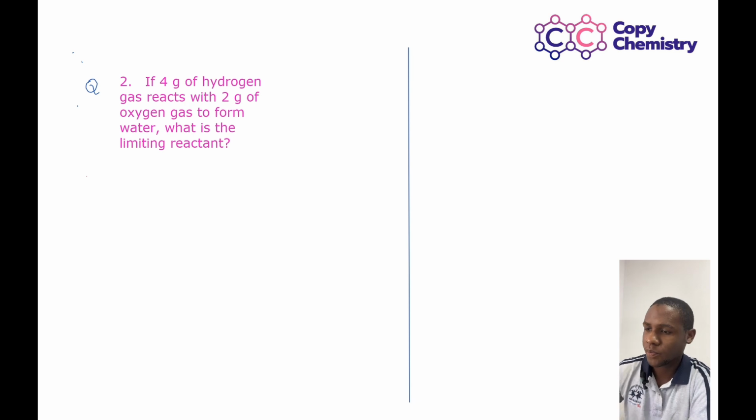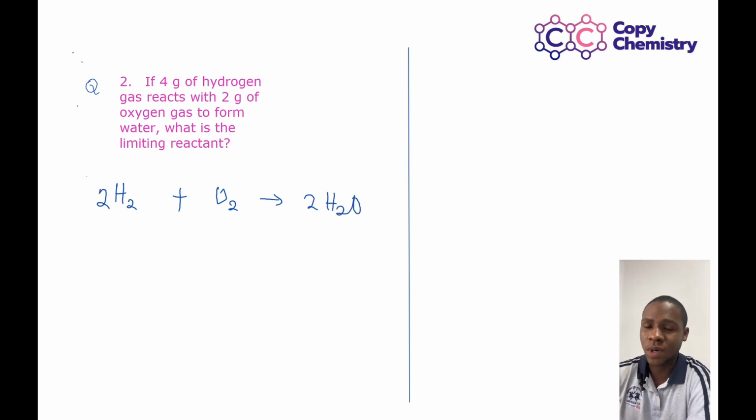How do we know? Well, the first thing we have to do is to write our equation of reaction. So that's H2 plus O2 to give 2H2O. This is quite easy, but you have to make sure that it's balanced, otherwise it might be the beginning of your problems.